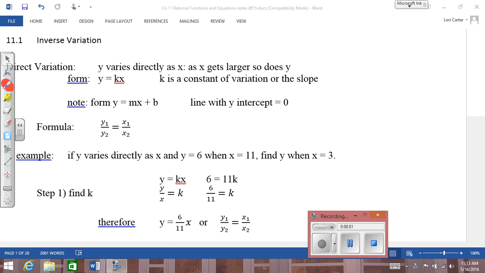Inverse variation and direct variation. So this here has a lot of different stuff in it. So it sounds like a hard one.